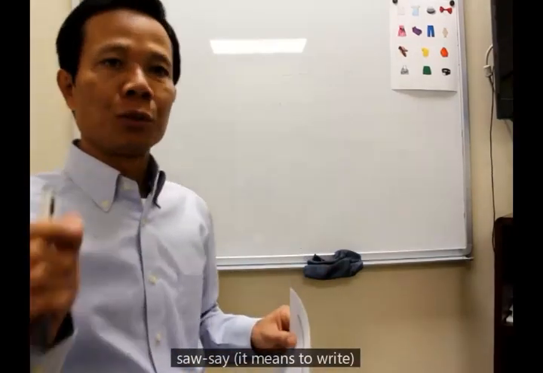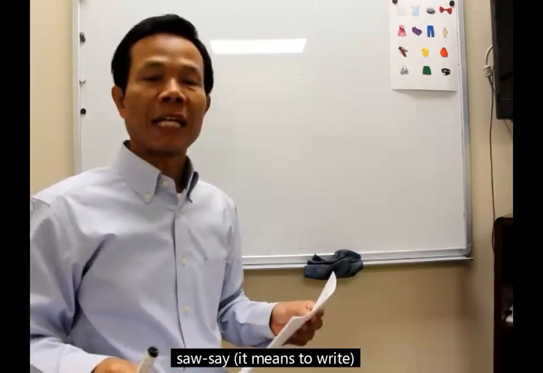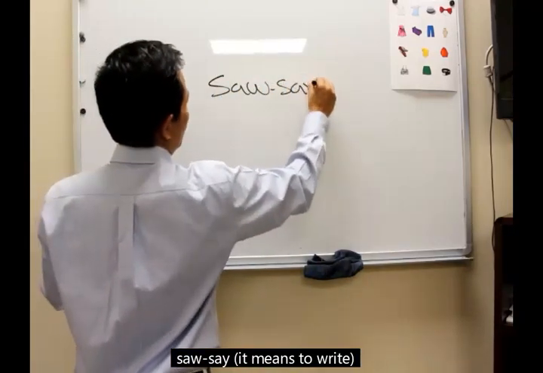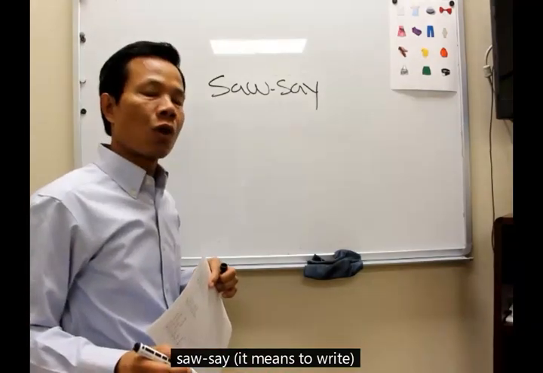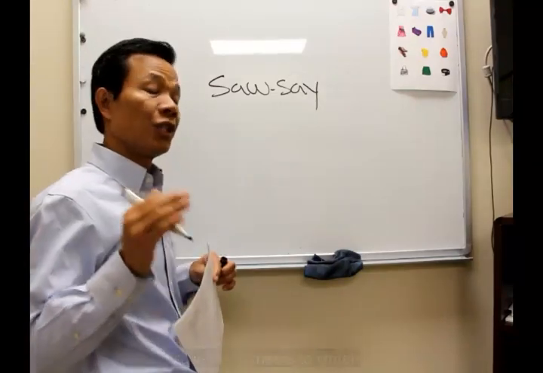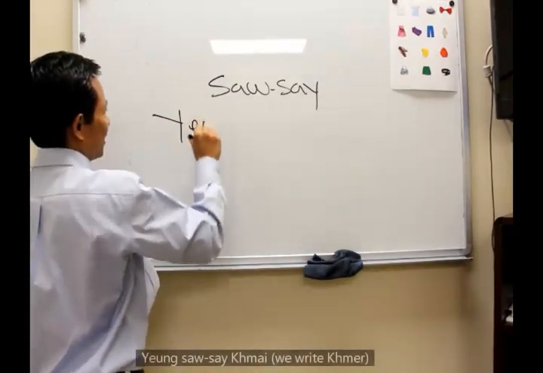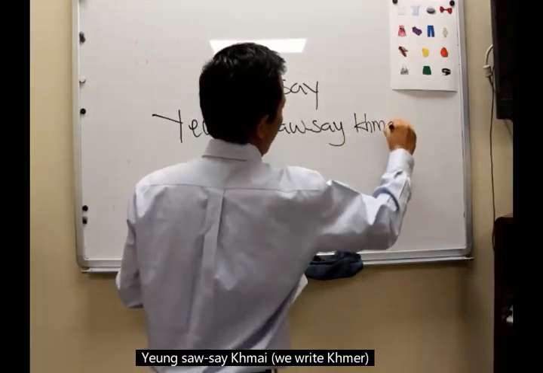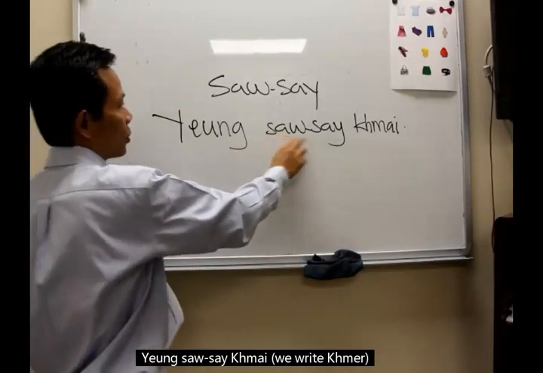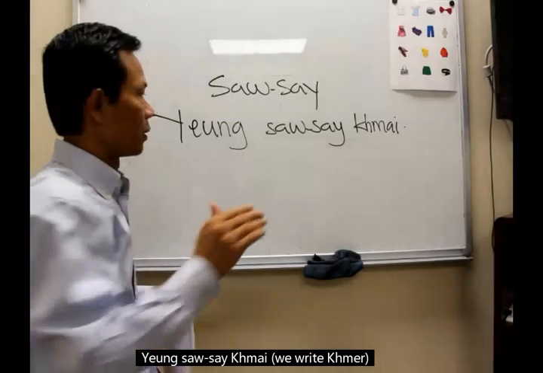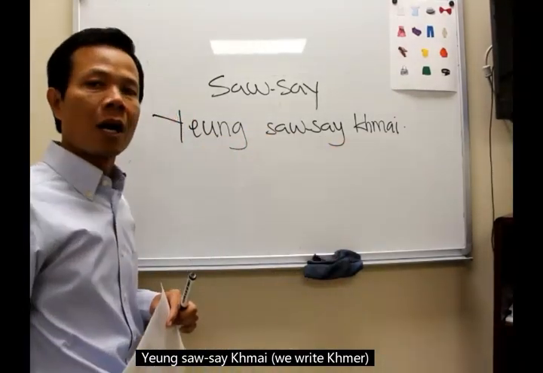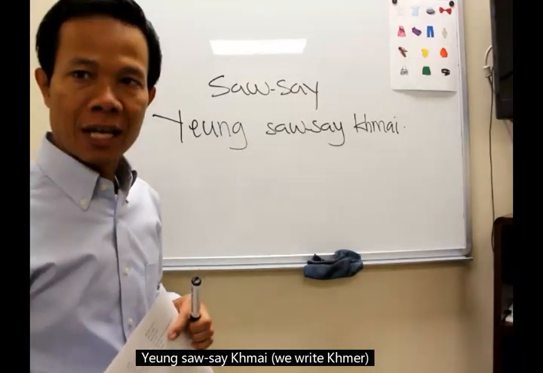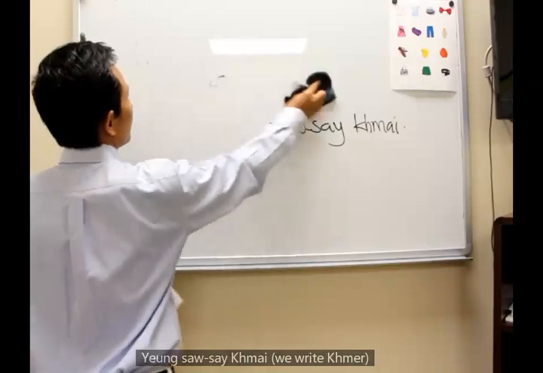In English you say to write. Write is so say. Ba. So say is to write. You can say Yung so say Khmer. Yung means we or us. Yung so say Khmer. We write Khmer. So say, ba, so say, to write.